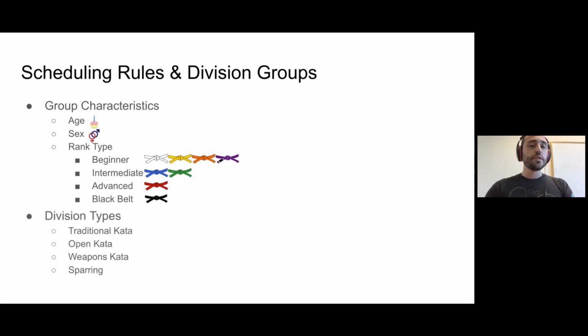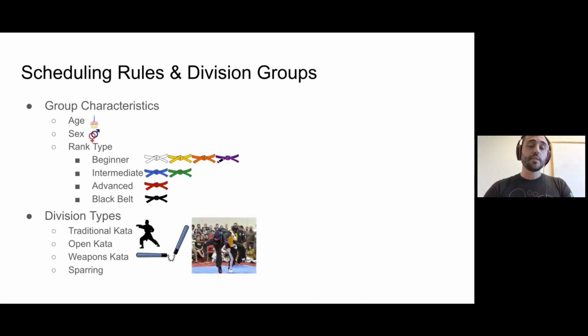And then there are four different types of divisions that each person can potentially participate in. You've got your traditional kata, which is, I think, what most people associate when they think of karate. You have your weapons kata, so your nunchucks, your bow staff, and swords. And then lastly, your sparring. And that's where we get together and beat each other up and then hug afterwards.